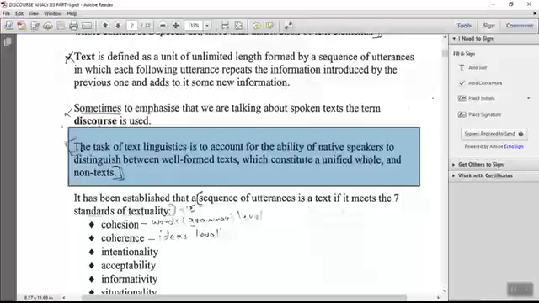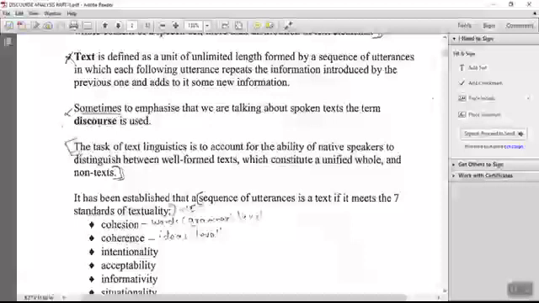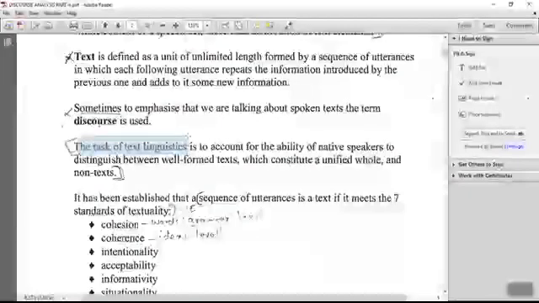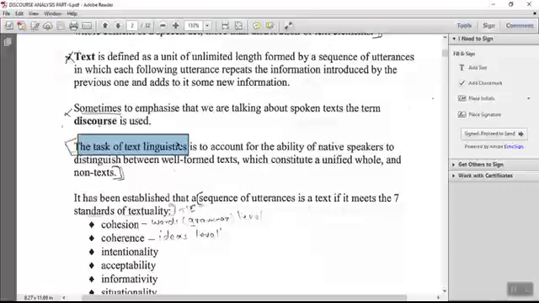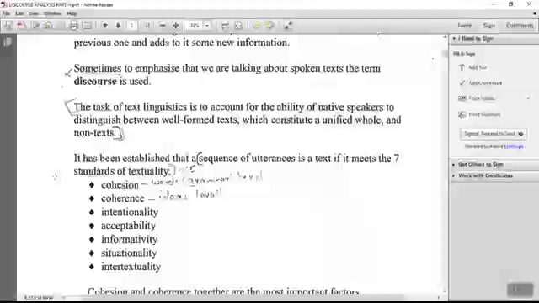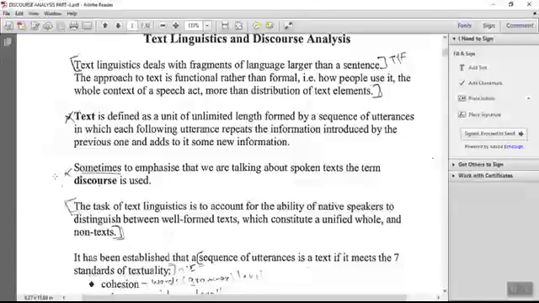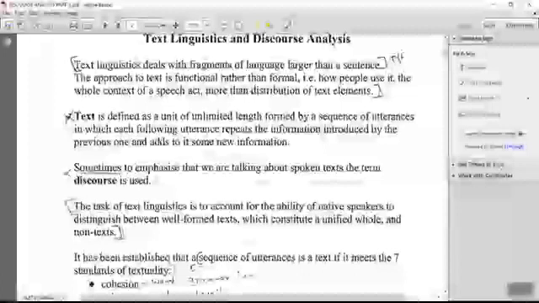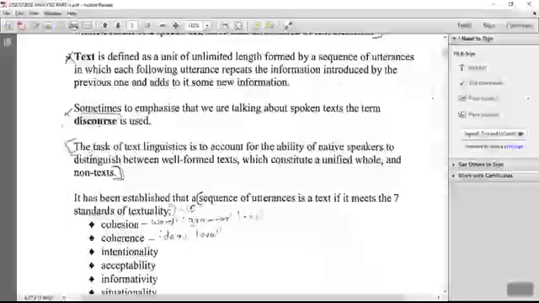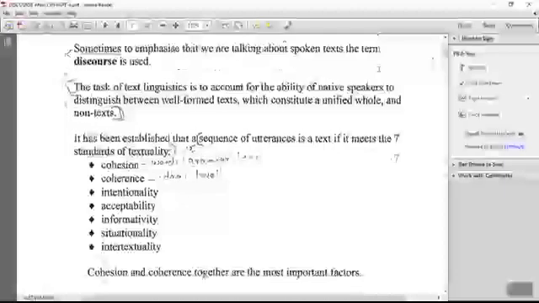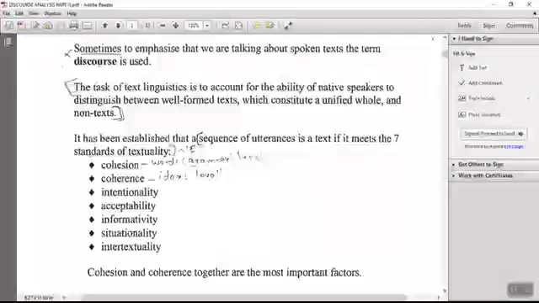Okay, so this is important. What is the task of text linguistics? What does text linguistics do, or what are the objectives or the aim of text linguistics, the task. This is a simple definition here, the first line here, and some more information, maybe the task here. And then what comes next, this is important.